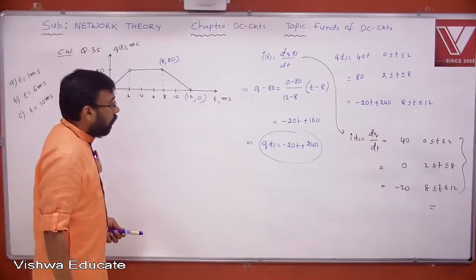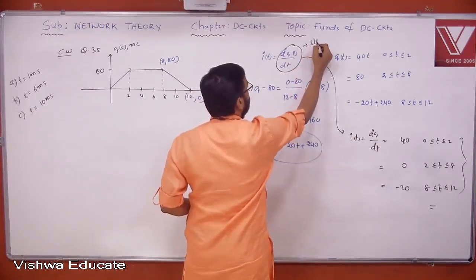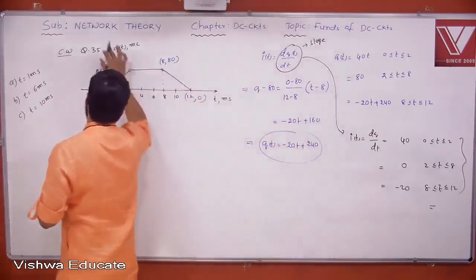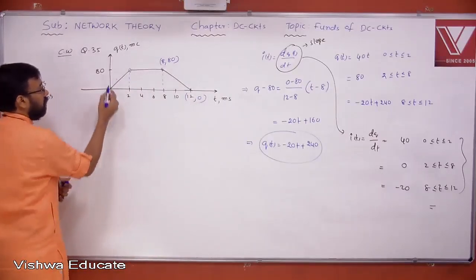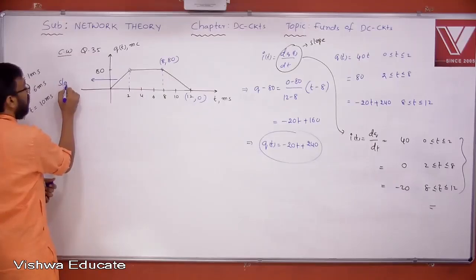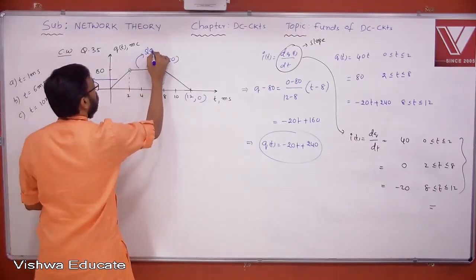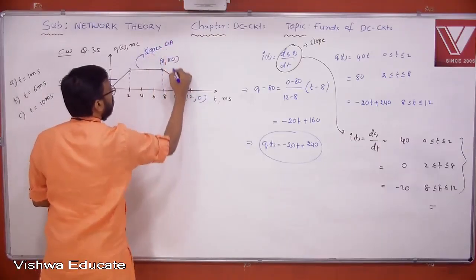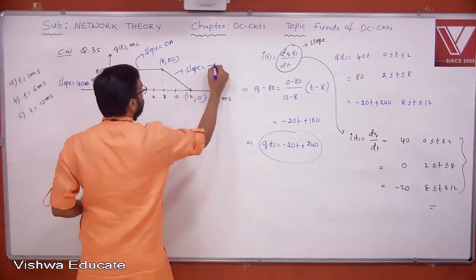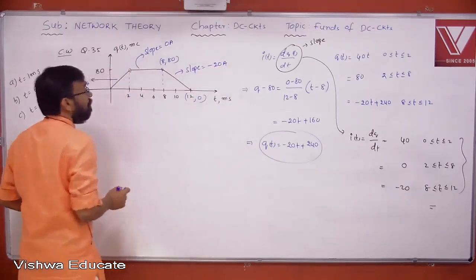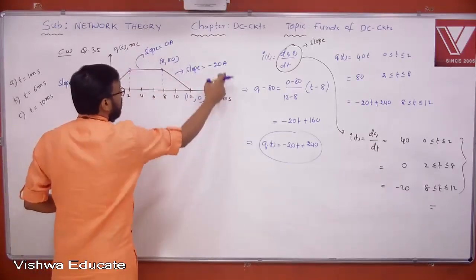But what is I? I is equal to dq by dt. dq by dt is nothing but a slope, right? Let's try to find it directly when charge versus time is given. When you find the slope, you directly get 40 ampere. Here directly, what is the slope? 0 ampere. Here, slope, minus 20 ampere. I can take directly ampere. Why? Because millicoulomb by millisecond, milli gets cancelled. Coulomb per second is nothing but ampere.